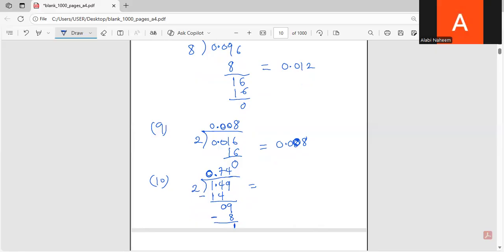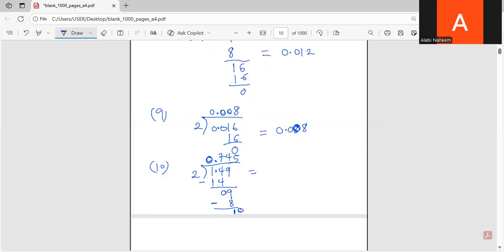Now 2 in 1. You now have 2 in 1, and 1 is less than 2, so what do you do? You add 0 to it. You add 0 to the 1. Then 2 in 10 is now 5. 5 times 2, 10. Subtract, 10 minus 10 is 0. We can now end the division. So our quotient is 0.745.